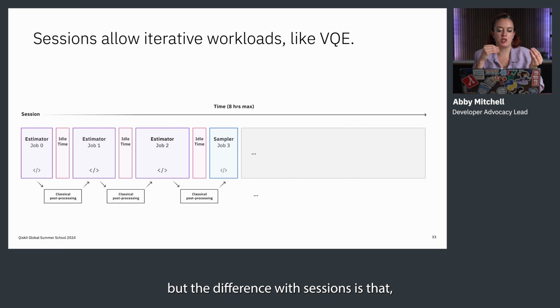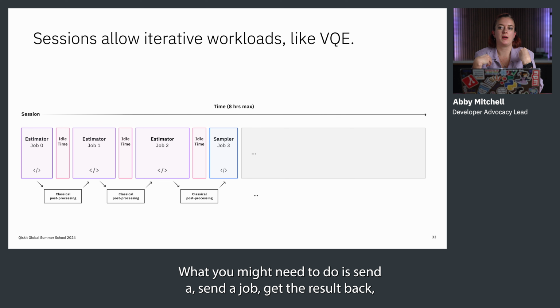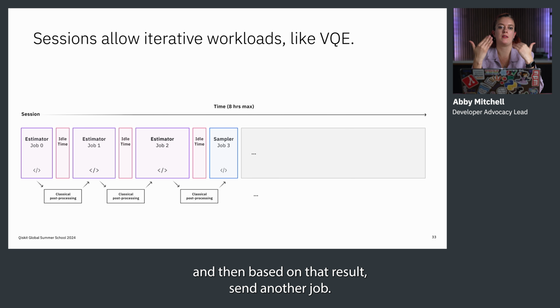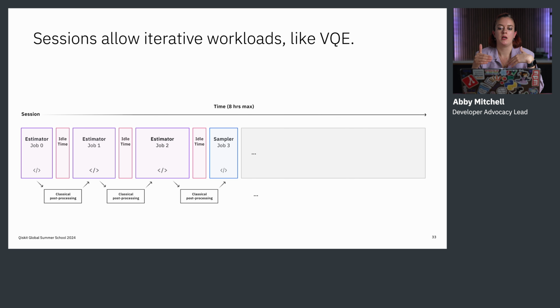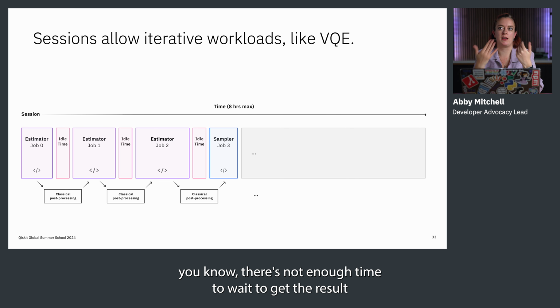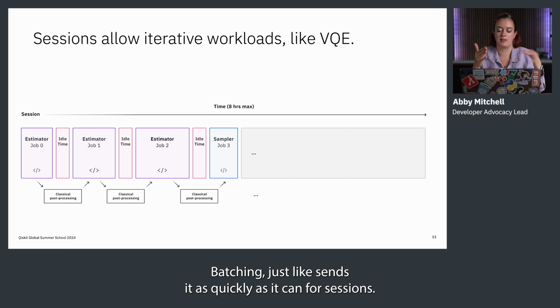But the difference with sessions is that with certain algorithms, especially variational ones, what you might need to do is send a job, get the result back, and then based on that result, send another job. So in that instance, batching wouldn't work, because sometimes there's not enough time to wait to get the result and then send off the next job. Batching just sends it as quickly as it can.